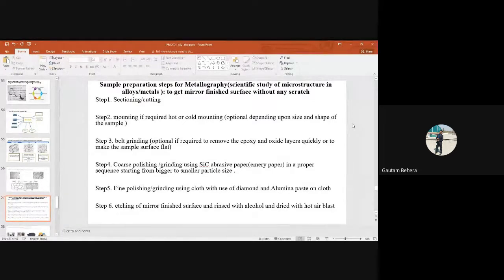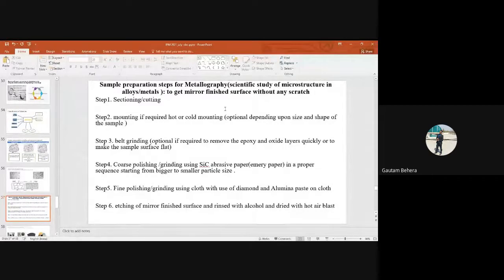Scientific study of microstructure in metals and alloys means we want to study what the different phases are, what the grain size is, what the grain boundaries are, what different inclusions are present, and whether porosity is present or not. So these are the microstructures, if you remember. And sample preparation means, as I told earlier, if somebody provides you a metallic sample or alloy sample, you cannot see the microstructure directly. You need a microscope and you need to prepare the sample.